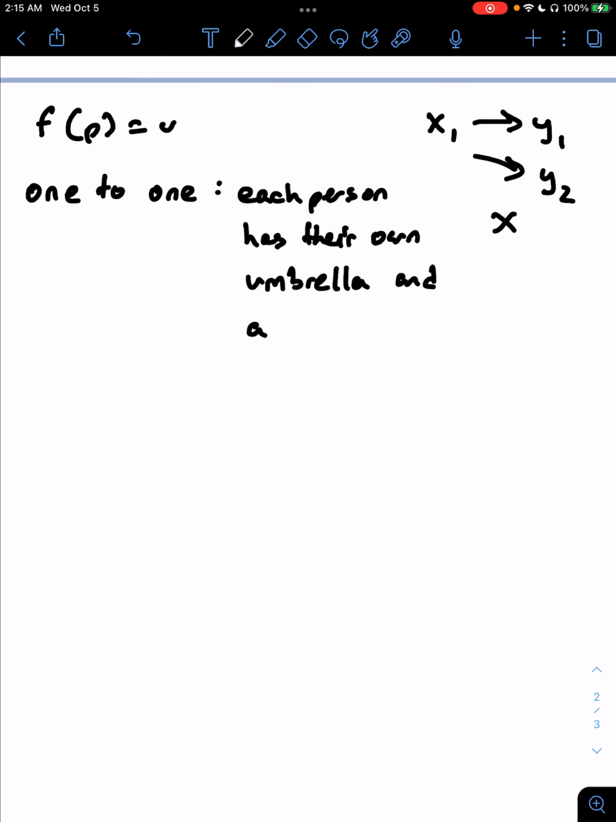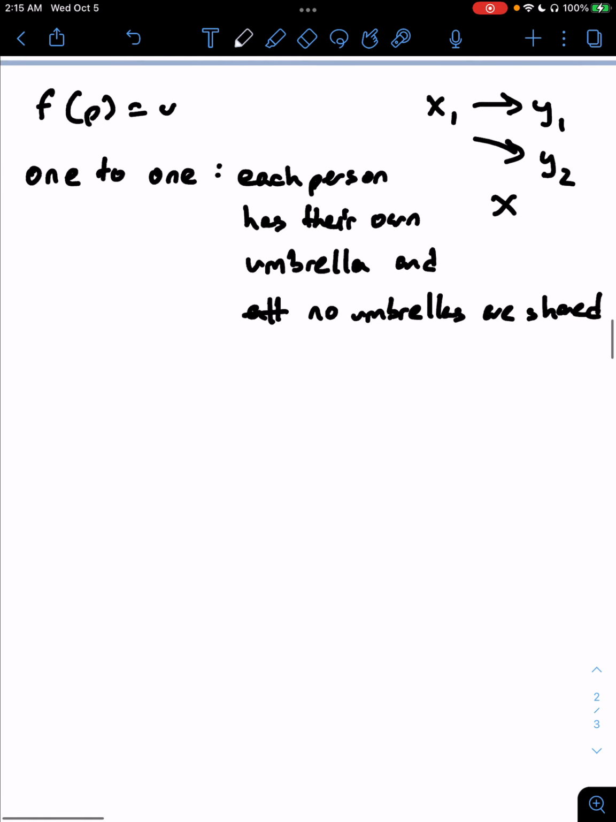and no umbrellas are shared. I guess you could say that the umbrellas are unique or different as well. It just means the same thing. The main gist is that two umbrellas cannot have the same owner. There we go. That's another way to put it.